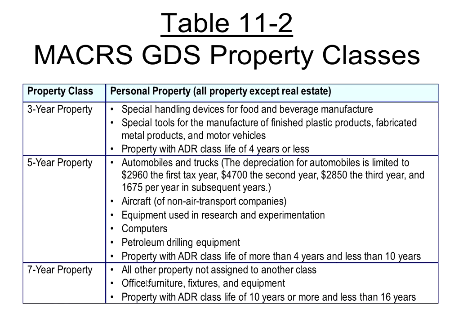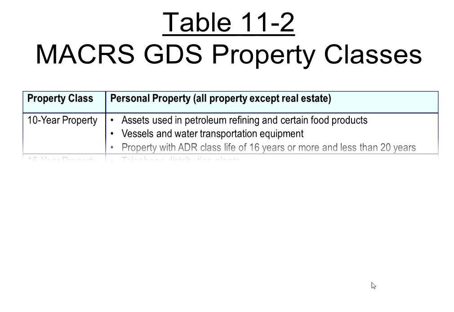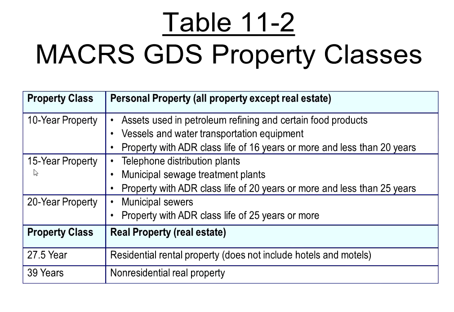And the 7-year property is all other property not assigned to another class, and includes office furniture, fixtures, and equipment, and property with an ADR class life of 10 years and more, but less than 16 years. So continuing, there is also 10-year property, 15-year property, and 20-year property. There are 2 additional properties that are not personal. This is the real property, real estate. The real estate property has 2 basic classes: 27.5 years, and that's for residential rental property, which does not include hotels and motels. And then 39 years is non-residential real property.